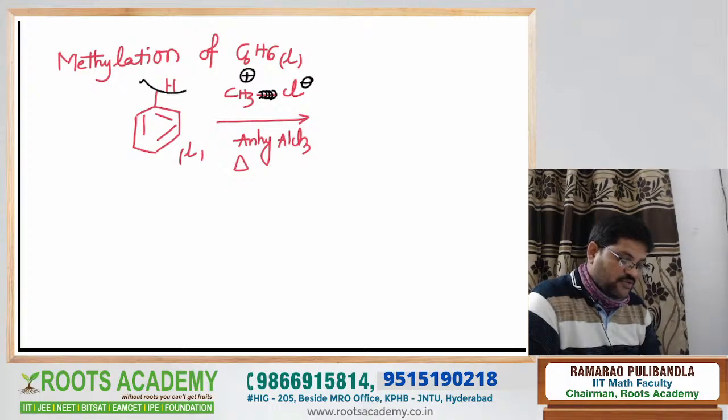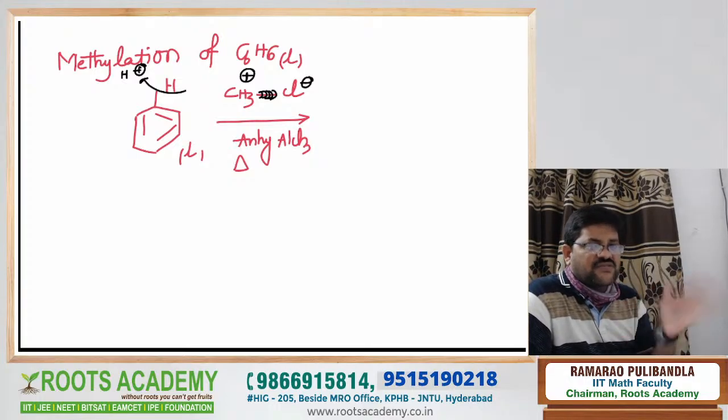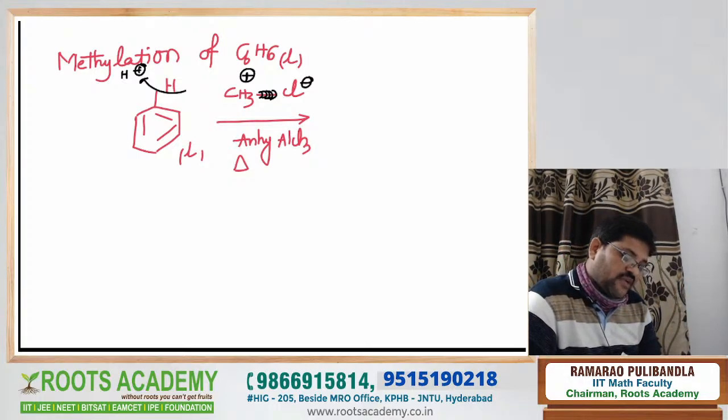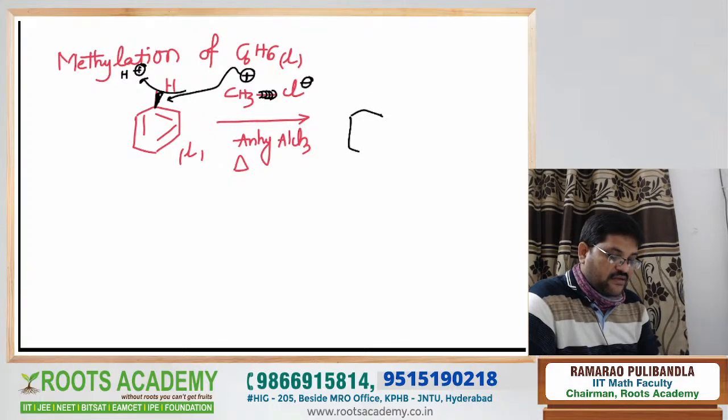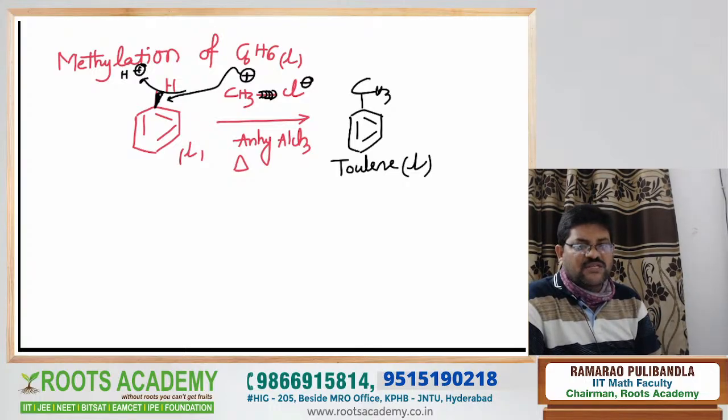Now simple logic. The hydrogen atom is removed as an H plus ion. The explanation is not so difficult, very easy, right? So the H atom is removed as H plus. Now what is the electrophile? The electrophile is CH3 plus. It attacks the sigma complex, which has a negative charge. Now you get methyl benzene. This methyl benzene is called toluene. Tell me what is forming? Toluene is forming. Simple logic, no confusion. Understood what I am saying?